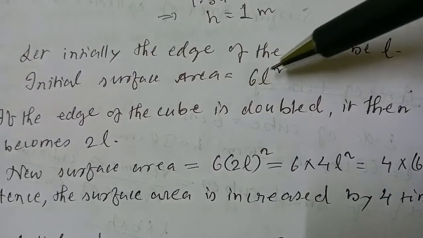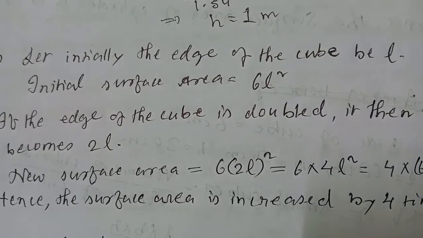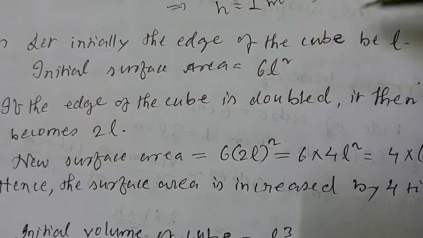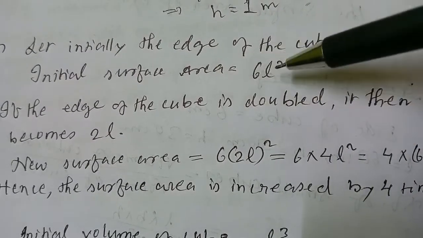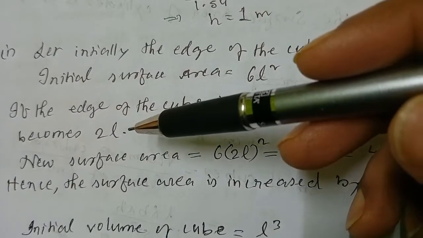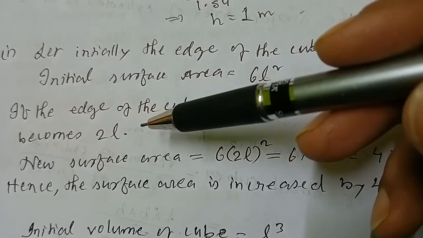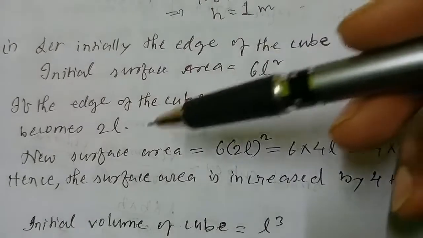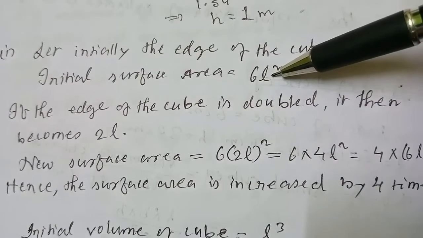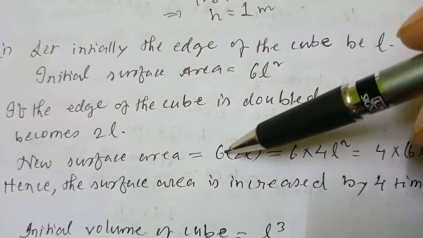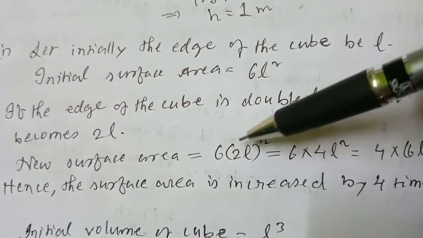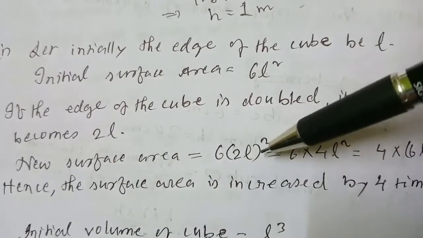Initial surface area is what? 6L square. That means 6 into side square. You know the surface area of a cube is what? 6 into side square. You have seen in the exercise 11.3. So the surface area is 6 into L square. Now if the edge of the cube is doubled, it then becomes 2L. That means double means it will be twice L. 2 times of L. Double means 2 times. Now new surface area will be what? Now you have to put this 2L in this formula because now the edge is double. So 6 into (2L) square. Okay. Understanding or not? Now L is increased by 2 times. So you have to put now in the new surface area 6 into (2L) square.